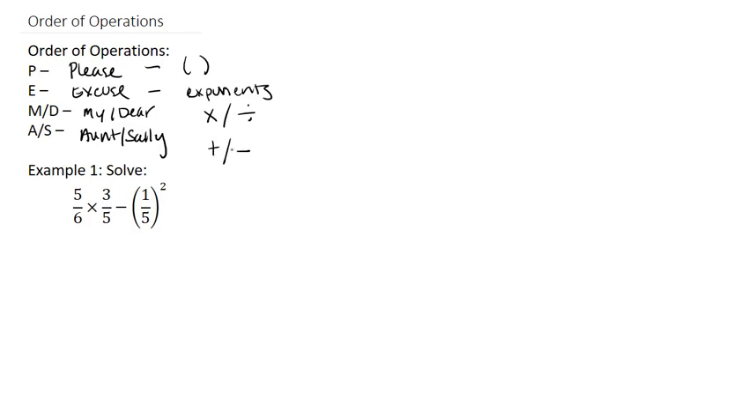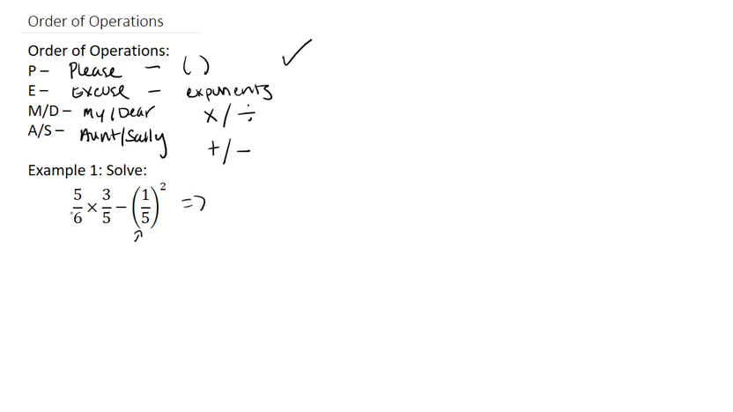Now let's go over the first example with keeping the order of operations in mind. So we have 5/6 times 3/5 minus 1/5 squared. Technically this 1/5, we don't really have to do anything inside the parentheses because there's no operations within it. But there is an exponent on it. So let's go ahead and deal with the exponents. That's the next thing on our list.